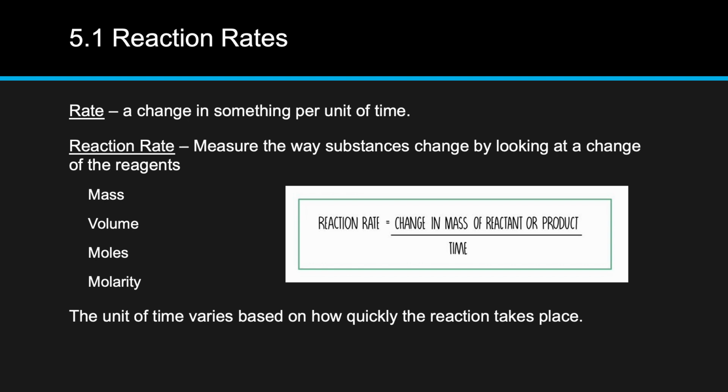Just the overall formula for reaction rate is going to be the change in mass of the reactant or product over a unit of time. And keep in mind that the unit of time can vary based on how quickly the reaction takes place. For example, if you have a really fast reaction, you can use seconds, while if you have an extremely slow reaction, you can use units of time like years.